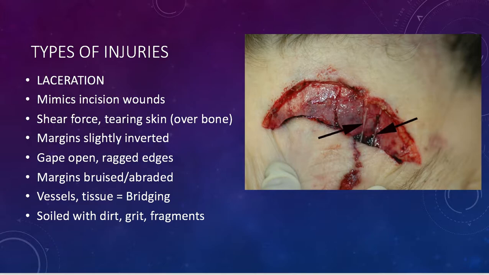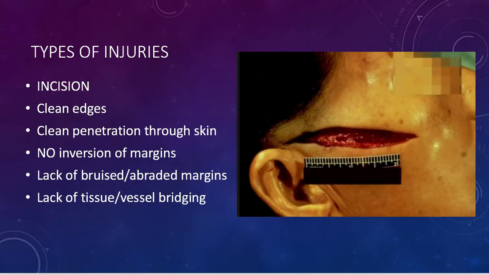It's going to have ragged edges. The margins may be bruised. You'll have vessels and tissue bridging. That's a very common, easy way. Some lacerations may be straighter, but they may also have tissue bridging, and this is an example of that. That tissue bridging, with an incision you don't normally see that because you have a clean incision deeper through the skin layer. Also, lacerations can be soiled with dirt, grit, fragments, or anything else from the crime scene. It's usually a higher risk of infection as well.